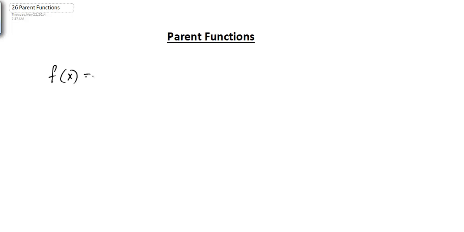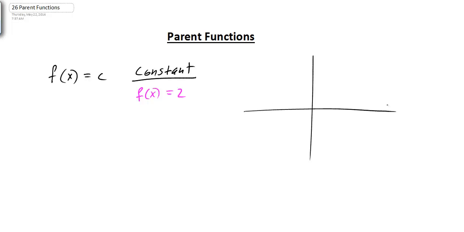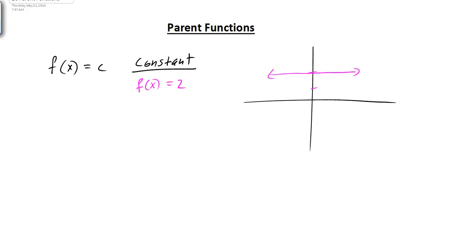F of x equals c, and if this is our constant function, then that simply means that if we have f of x equals just a number, f of x equals 2, therefore it remains constant. In other words, f of x, remember, that's our y, so our y value is always 2, so a constant function is always going to be a horizontal line.